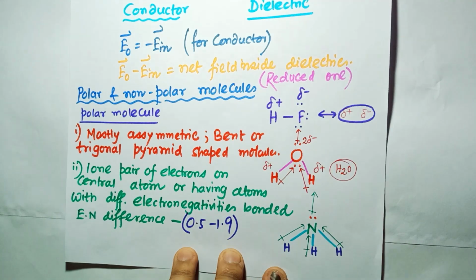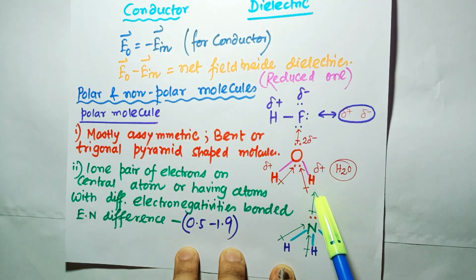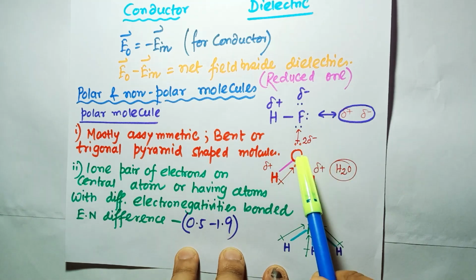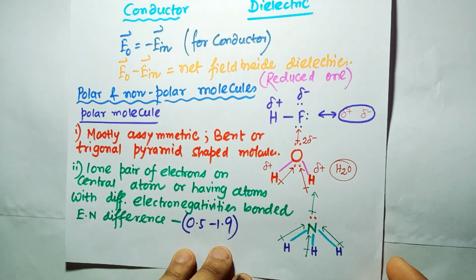Similarly, like NH3, you can see the central N atom has 1 lone pair, it means 2 electrons, and this is the direction. So N is more electronegative than the hydrogen atom. So this is the direction of the polarity, and the net polarity is acting in this upward direction. So NH3, H2O and HF all are polar molecules.